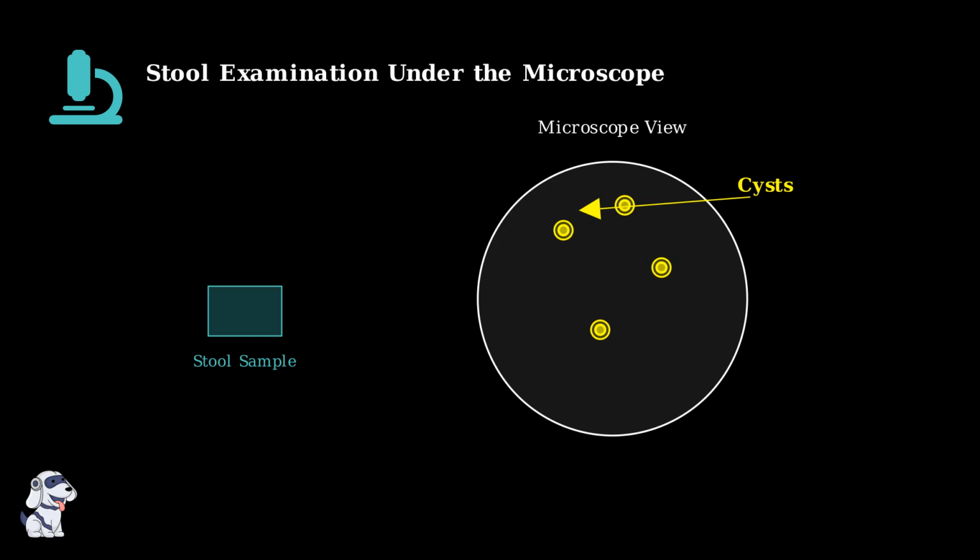Under the microscope, cysts appear as small, round structures with a thick wall and visible nuclei inside. We also look for trophozoites, which are the active feeding stage of the parasite. These appear larger and more irregular in shape, with extending pseudopodia that they use for movement and feeding.